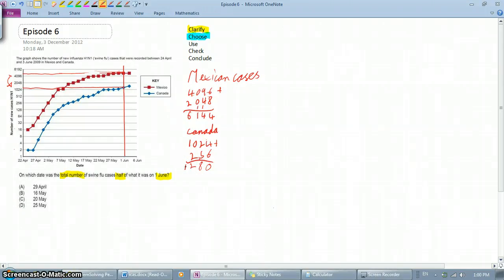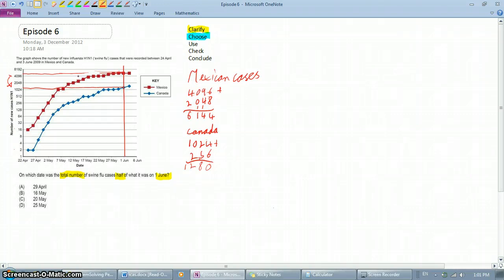Okay, now here's the question, here's the problem solving bit. Do I need to add these and halve them, or do I keep them separate? Now it's asking us when the total number of cases, the total number is half. However, we need to take it into account for both of them. We need to be essentially halving the numbers of both the Mexican cases and the Canadian cases. Given that it's an exponential scale, it's not going to be the easiest thing to spot, so I'm going to see if we can do this by doing them individually first.